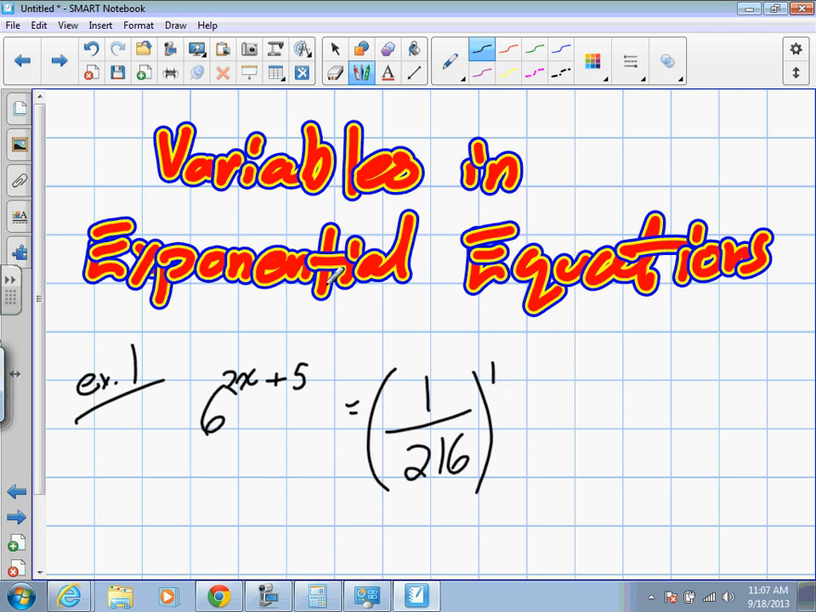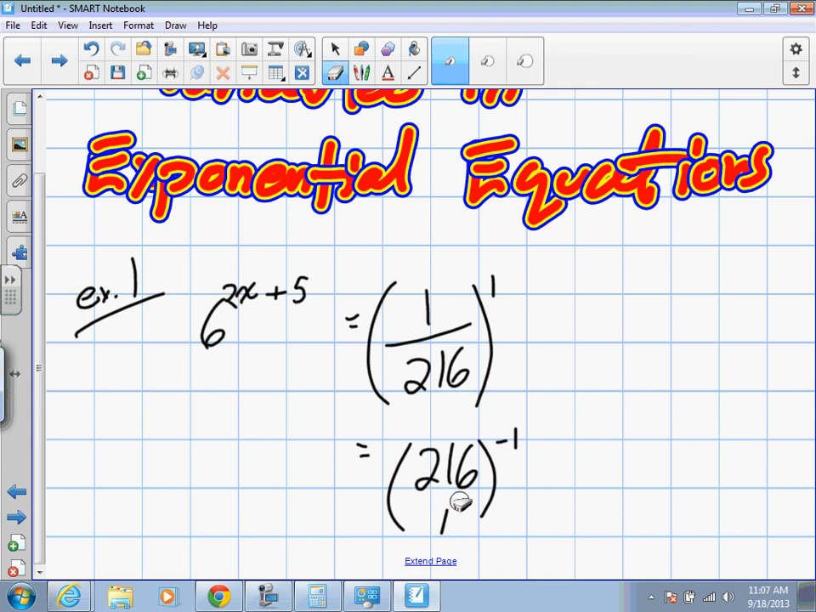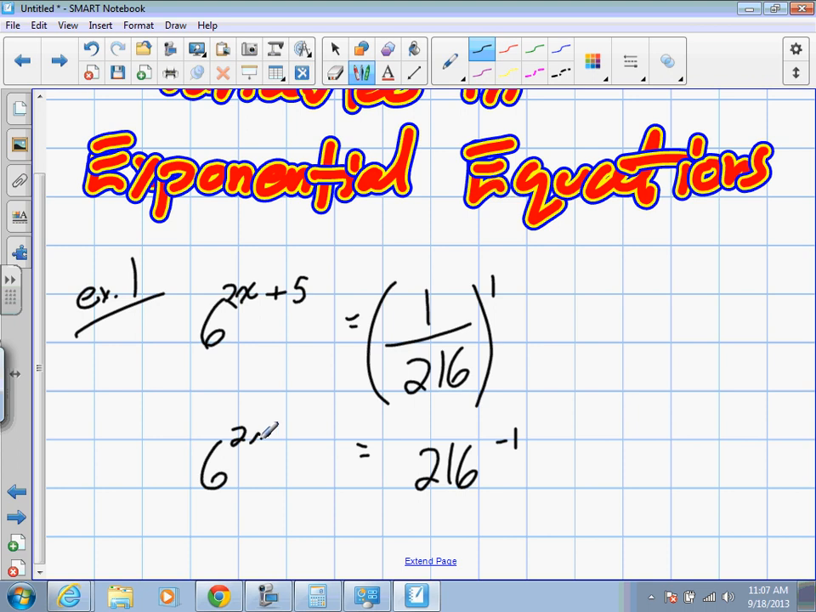How can I change that exponent to make this a whole number? What is it, Michael? Yeah. So if I change that to a negative, this will become 216 over 1 to the power of negative 1. Now, do I need to write it over 1? No. So it's essentially 216 to the power of negative 1. So now I have a whole number.